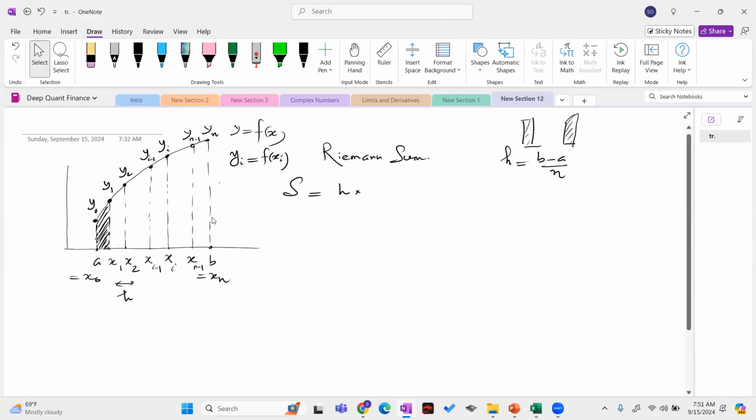There is a choice, of course. I can take the left one or I can take the right one. Okay? So let's say we take the left one as the height of each and every rectangular strip. So the first area would be h times y0. Okay. Second one would be h times y1. And this goes on. And the final one would be h times yn minus 1. That's this one.